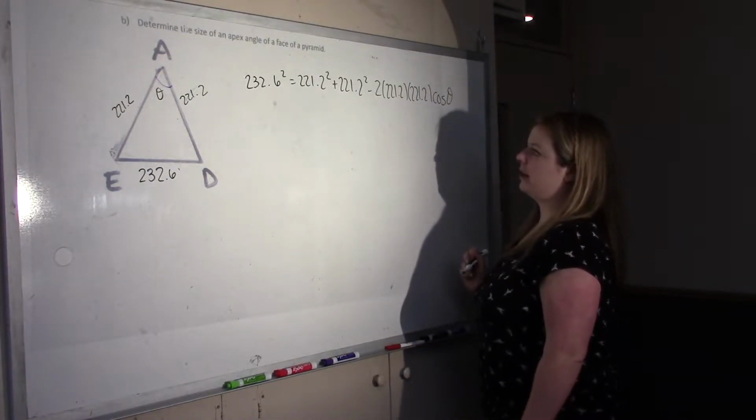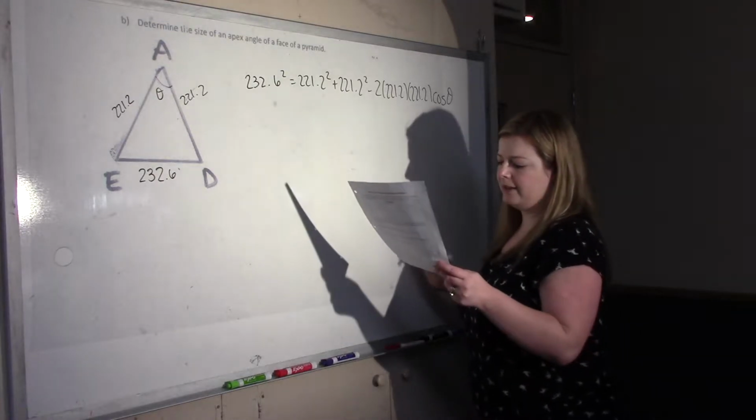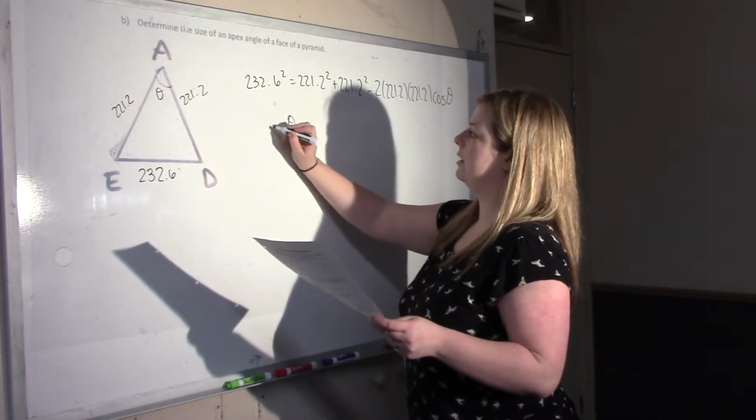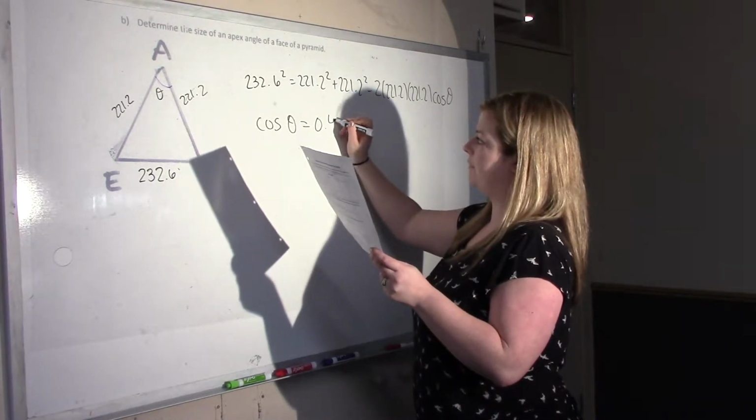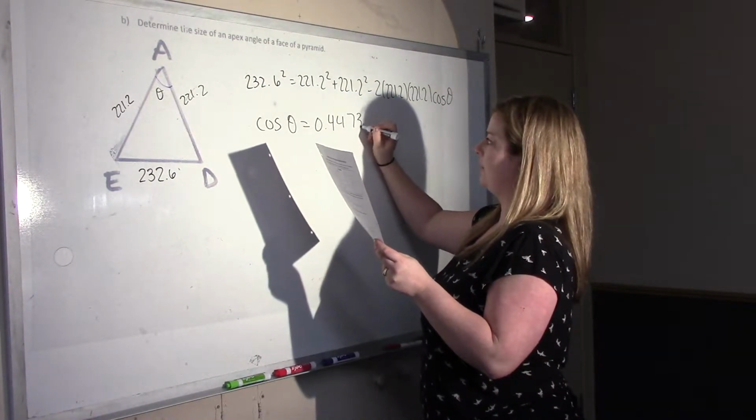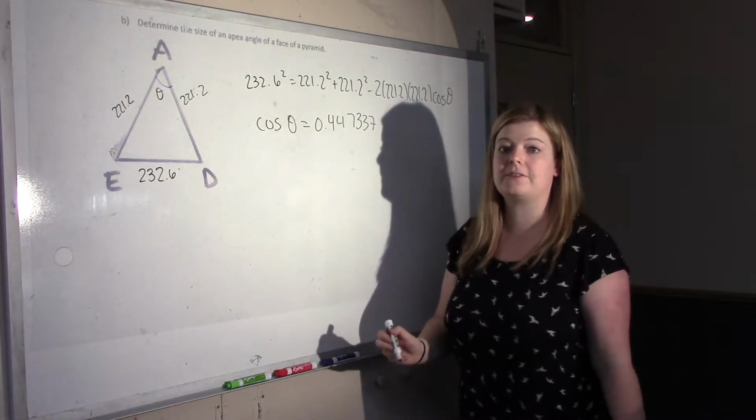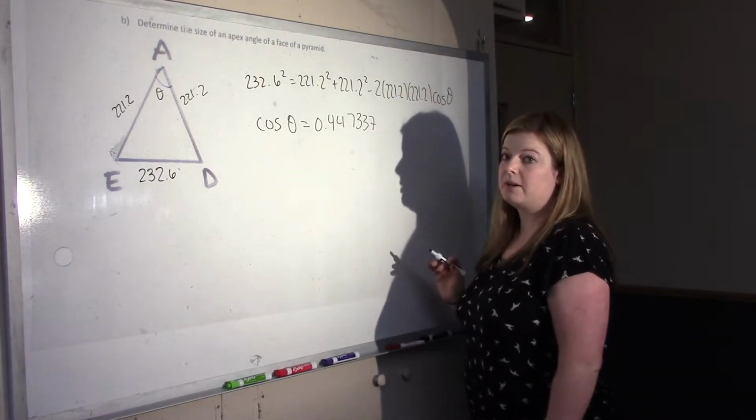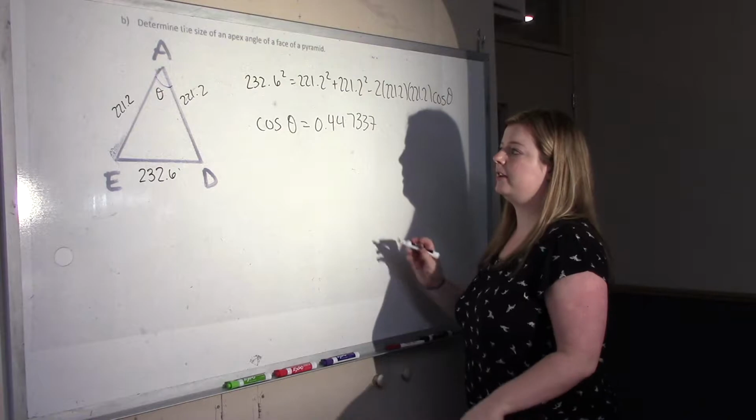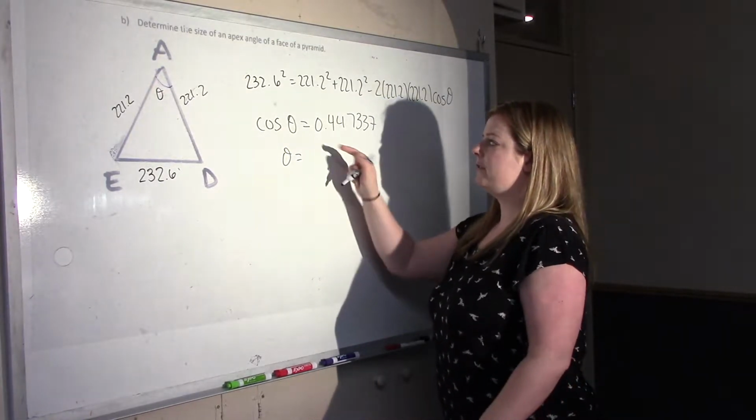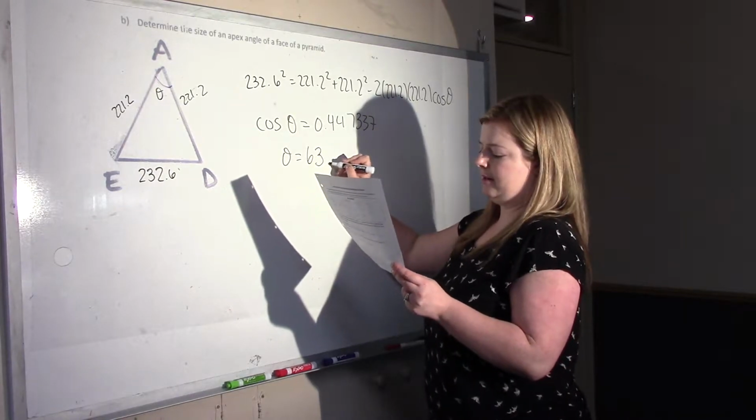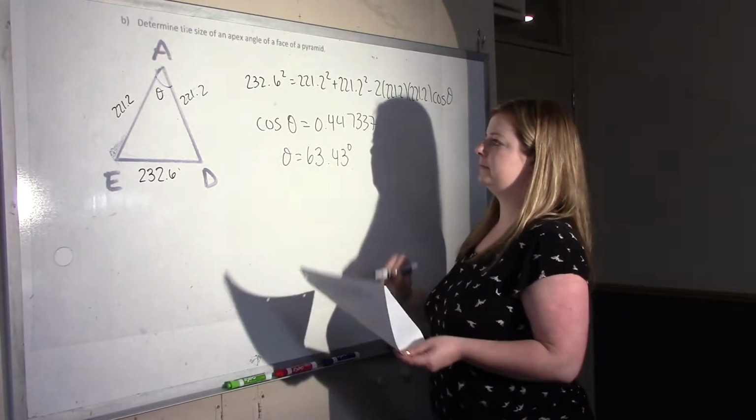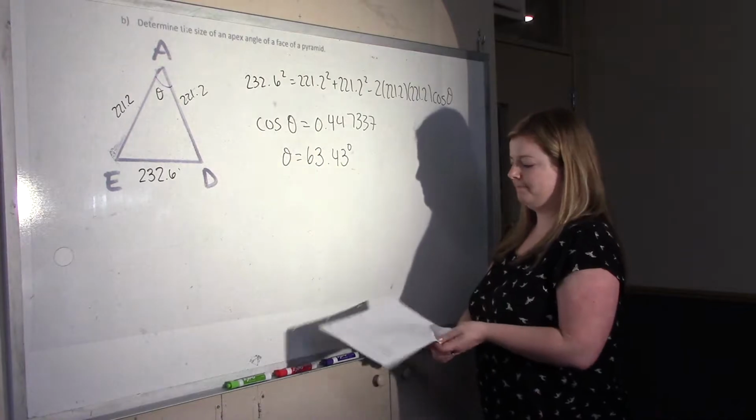Phew, it's a lot of work. So once you work this out, you'll get that cos theta will be 0.447337. Okay, that's if you're not rounding as you go. You shouldn't be. You should be keeping all the numbers in your calculator. And then you take the inverse cos of this number, and you get your angle to be 63.43 degrees. Okay?